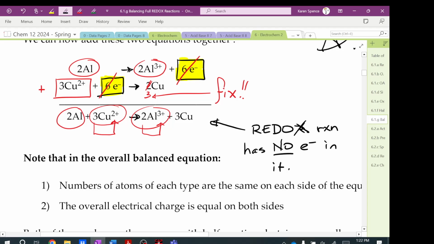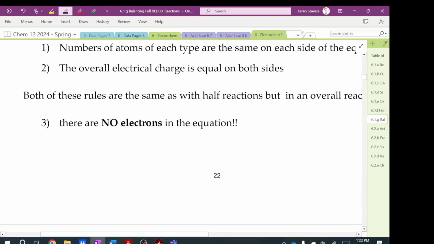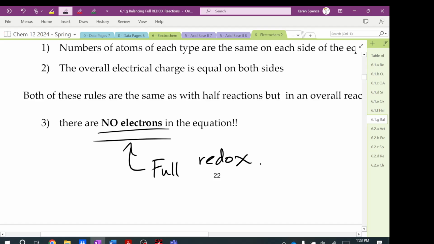Eventually you're going to take a whole reaction, split it apart, balance each half reaction separately, and then make your electrons in equal your electrons out and add them together. That's where we're going with all of this. We're taking all of those steps and putting it all together. No electrons in the equation for a full redox. I'm going to say it 7,000 times.